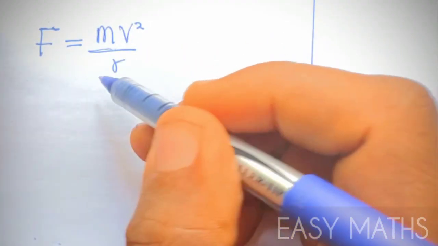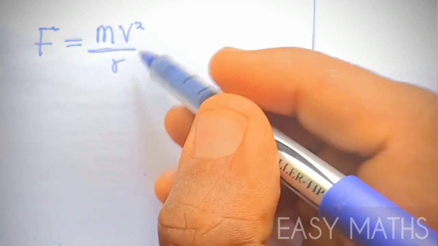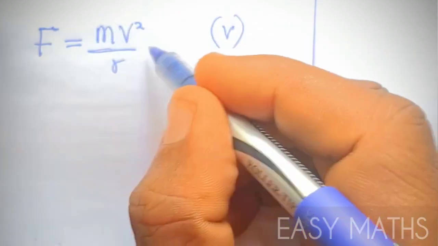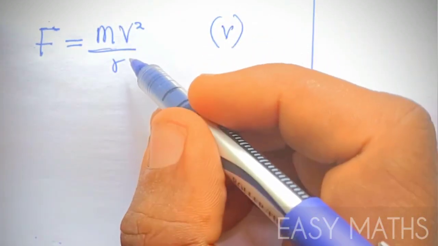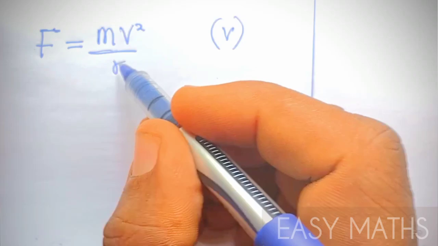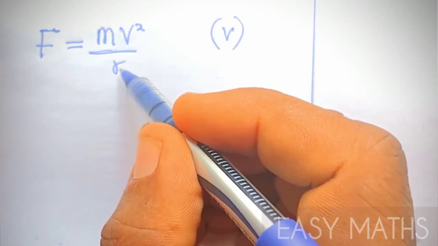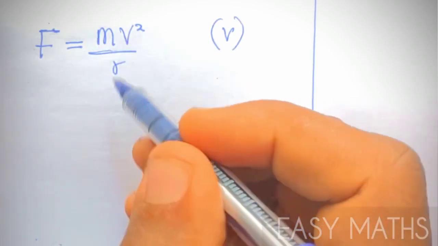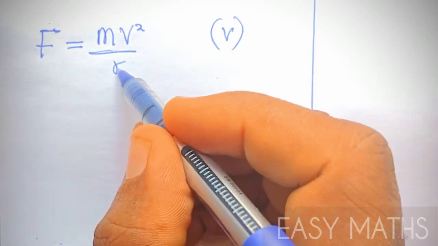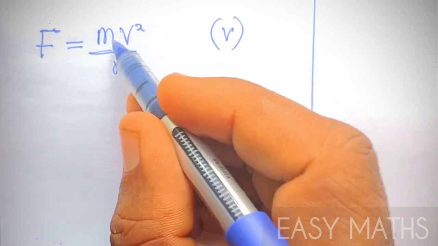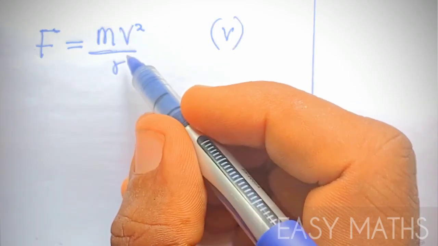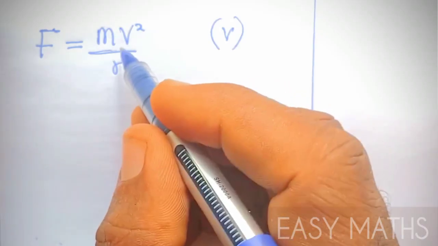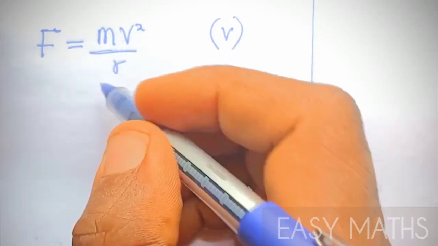Okay, let's consider this equation. We are going to make v the subject of the formula in this equation. So first of all, we'll try to bring this r to this side, then m to this side, so that v can be alone. So what do we do to remove r? Since r is dividing this number, we are going to apply the inverse operation of division, which is multiplication. So we are going to multiply both sides of the equation by r.